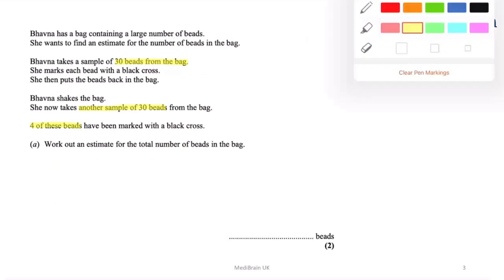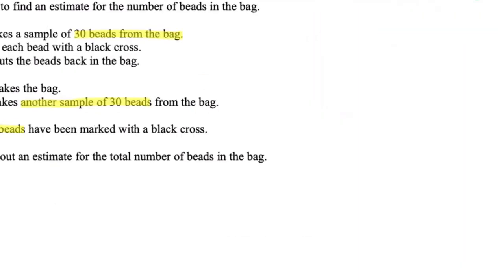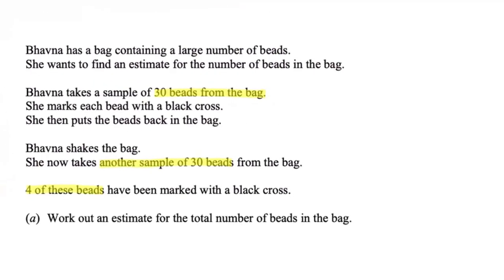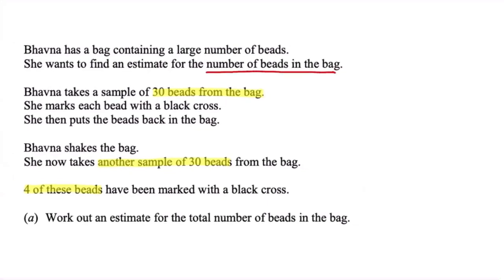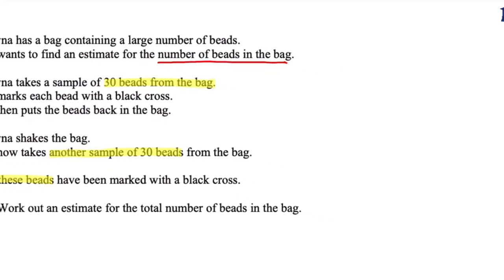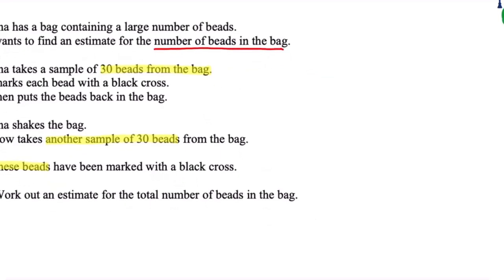So let's move on to answering the question. We know we are estimating the number of beads in the bag. We don't know how many beads there are in the bag. So we've picked out 30 beads out of a total of, we don't know how many beads there actually are in the bag, so we're just going to call that X. 30 over X, that's it, because we've picked out 30 and we don't know how many there are in total.